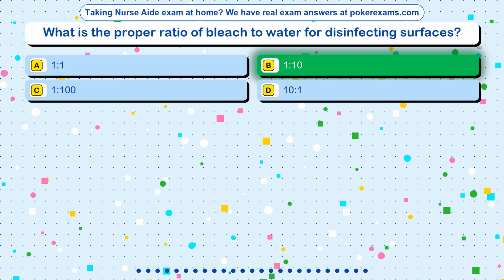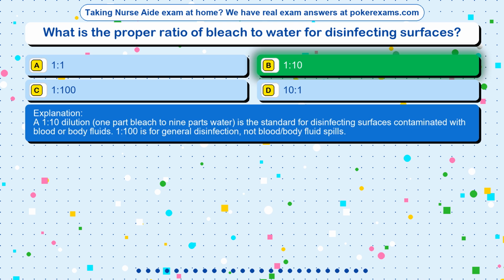The correct answer is option B, 1:10. A 1:10 dilution, 1 part bleach to 9 parts water, is the standard for disinfecting surfaces contaminated with blood or body fluids. 1:100 is for general disinfection, not blood or body fluid spills.